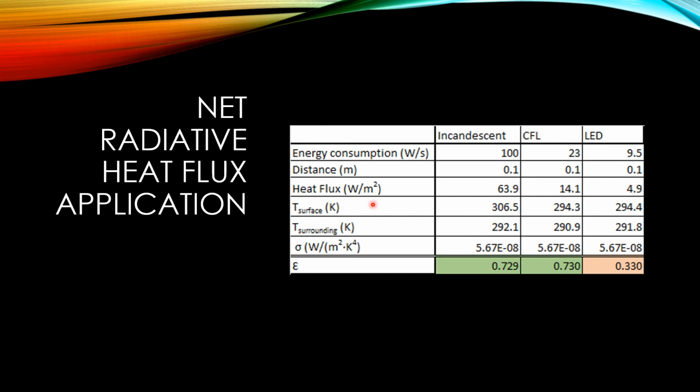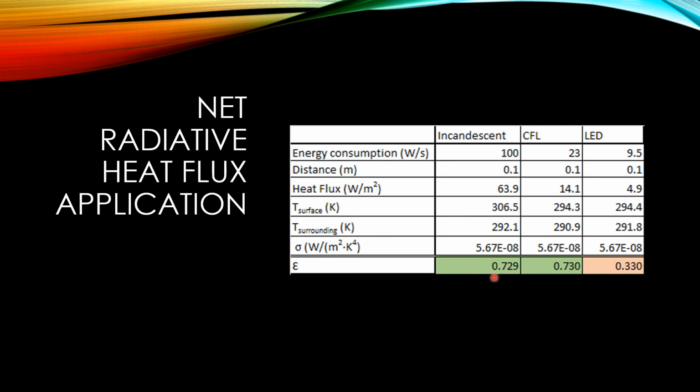And after that, what I did was I gathered the temperature of the surface, being the lampshade, and what I did for that was I just gathered the largest value, and then I also measured the temperature of the surrounding or the ambient air, and for that I also gathered the largest value. And then this is just the Stefan-Boltzmann constant. And then using the radiative heat flux equation, I solved for emissivity, and these are the values I obtained.